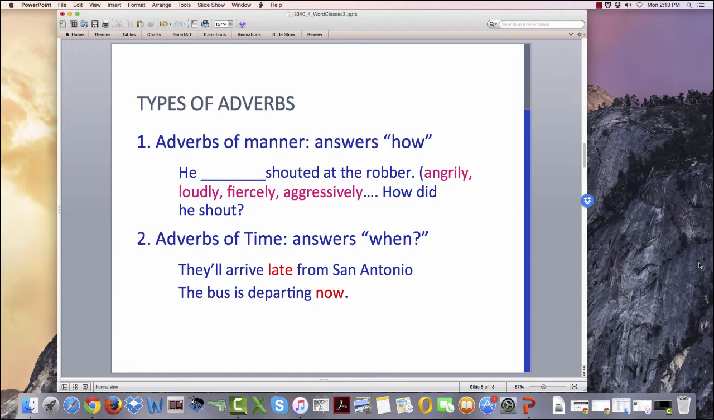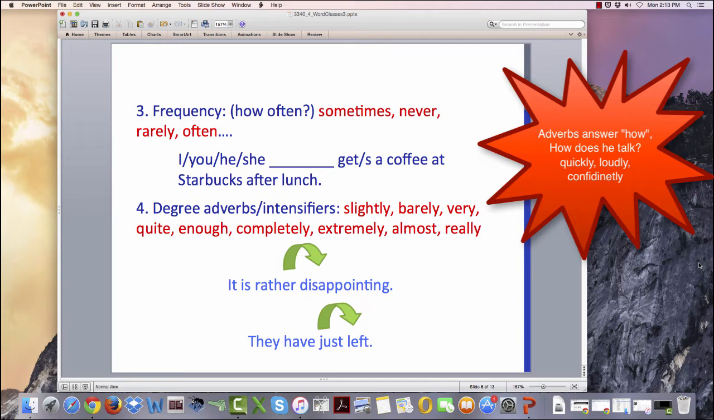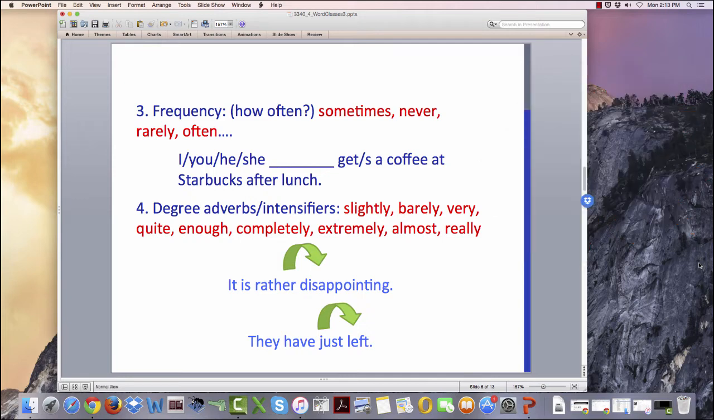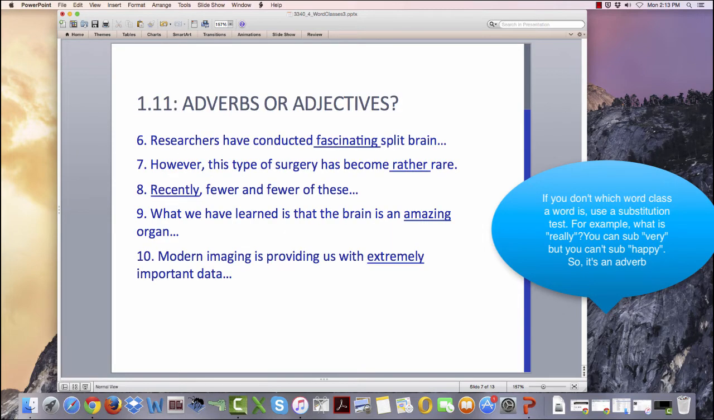A few different types of adverbs. We have adverbs of manner that answer how, adverbs of time that answer when. We have adverbs of frequency that answer how often. So sometimes, so I sometimes get a cup of coffee. I never, I rarely, I often. Those are frequency adverbs. We have the adverbs that are intensifiers, that it is rather disappointing, so disappointing, extremely disappointing. So all of those are adverbs as well.